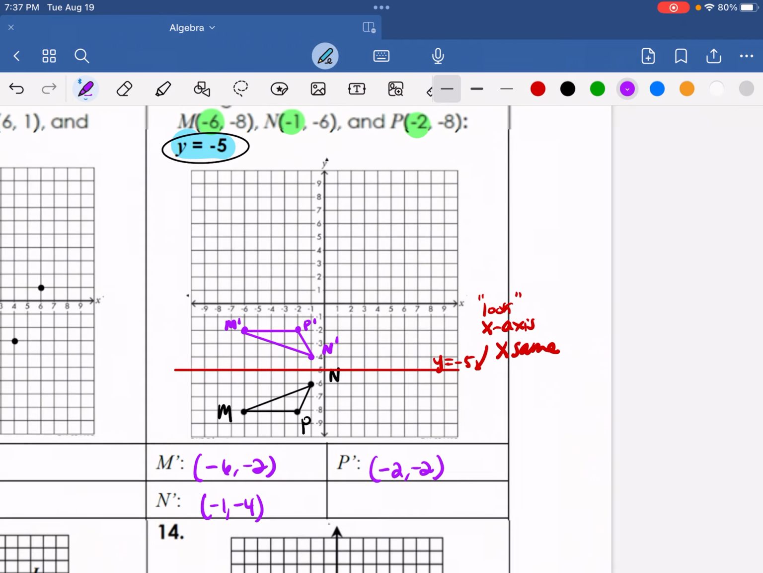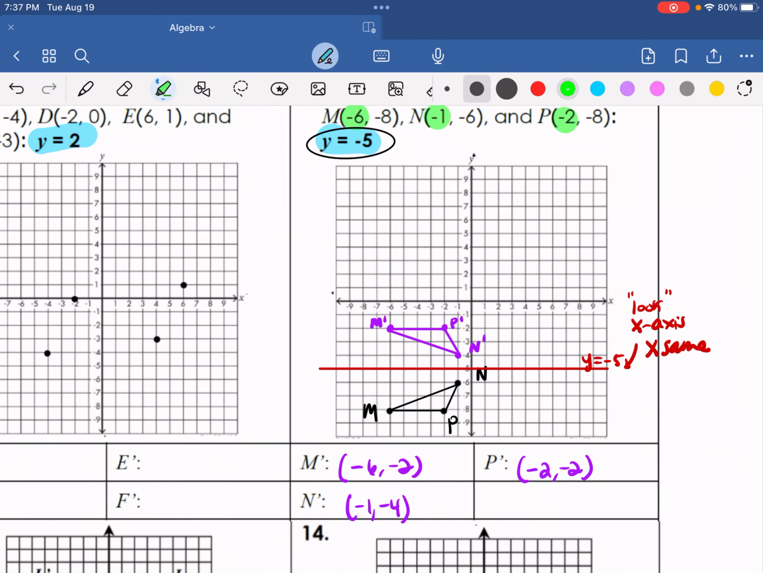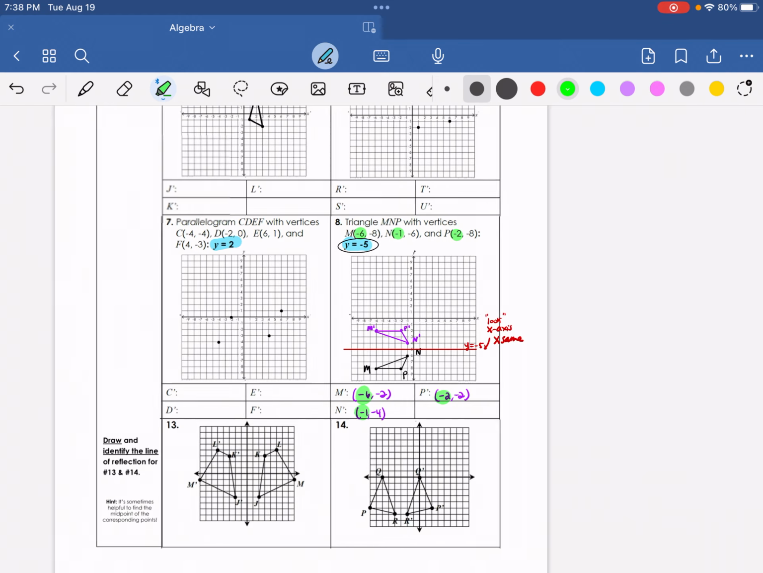And again, you should notice how, hey, did the x's stay the same? Yeah, it's -6, -2, and -1. But the y's are a totally different number because we are not in the middle at 0. Now we're below 5. So it did change to a new number.